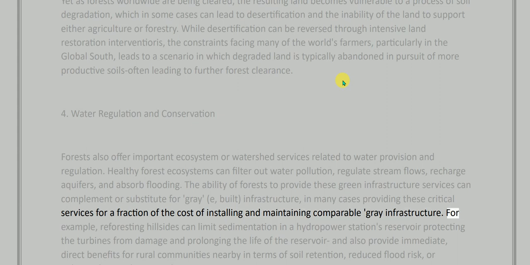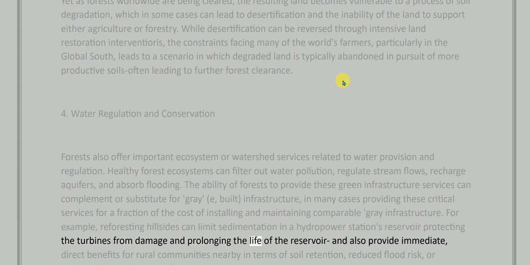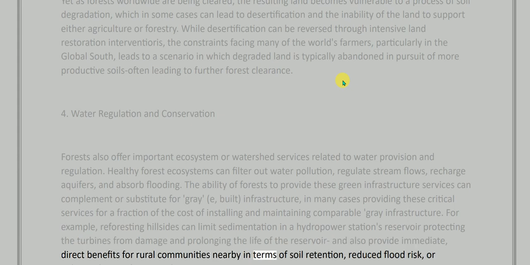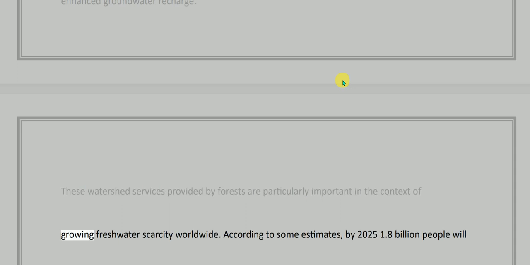For example, reforesting hillsides can limit sedimentation in a hydropower station's reservoir, protecting the turbines from damage and prolonging the life of the reservoir, and also provide immediate, direct benefits for rural communities nearby in terms of soil retention, reduced flood risk, or enhanced groundwater recharge. These watershed services provided by forests are particularly important in the context of growing freshwater scarcity worldwide.